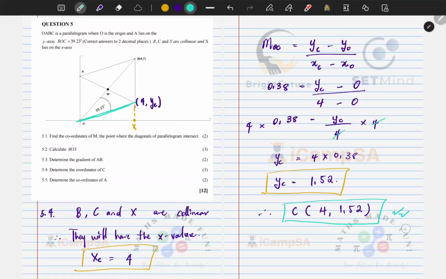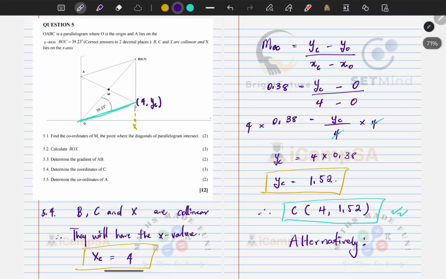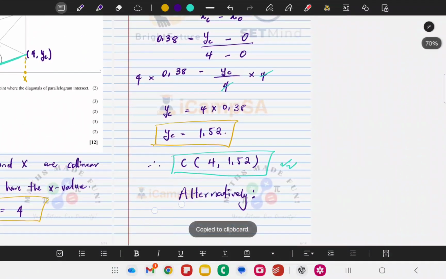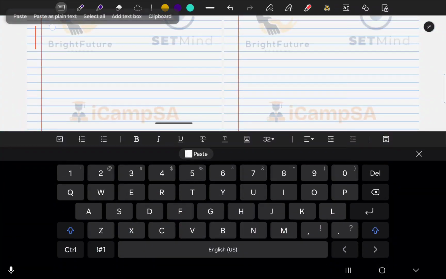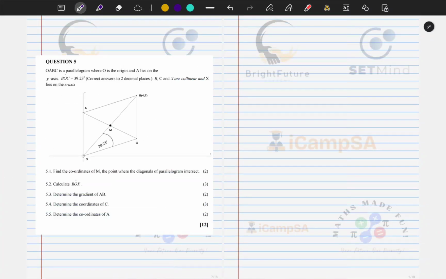Alternatively, what you could have done, remember there are so many ways of killing a cat. So maybe let's just do an alternative. This is what we could have done. Let's just copy the same, and we take it to the other side and we try to solve it. I'm just trying to show you another way we could have solved this.